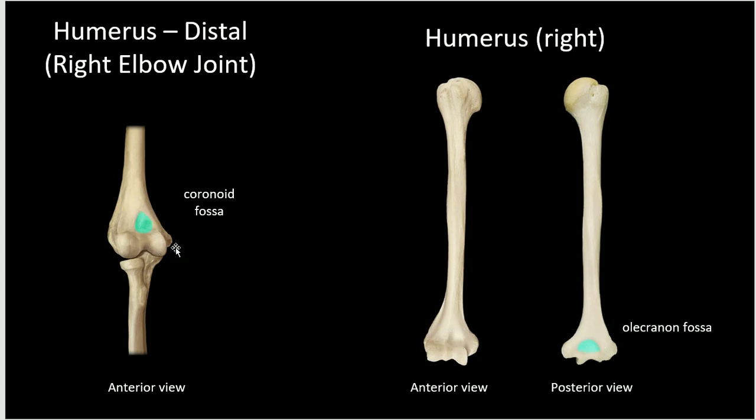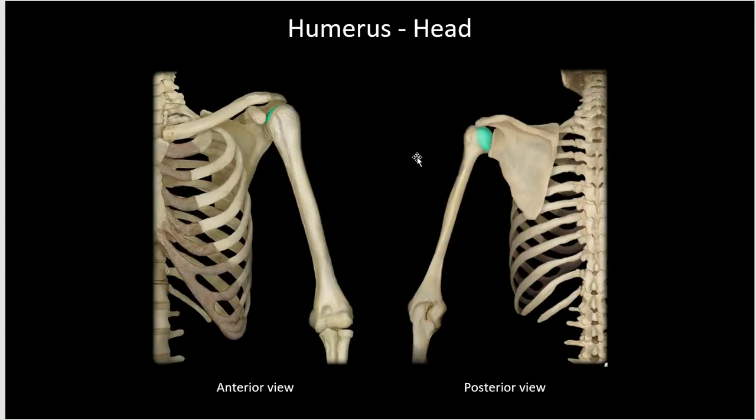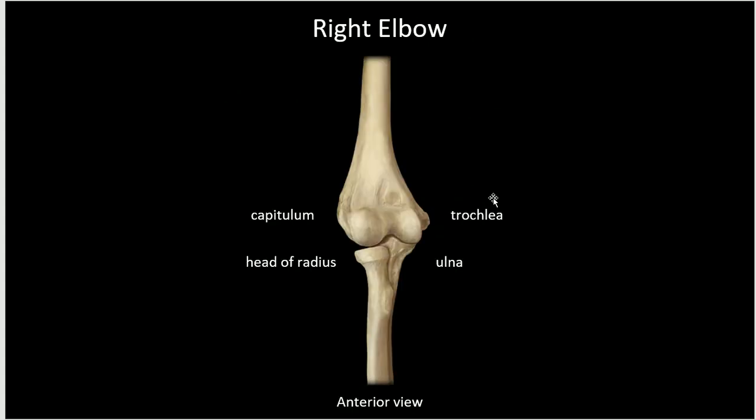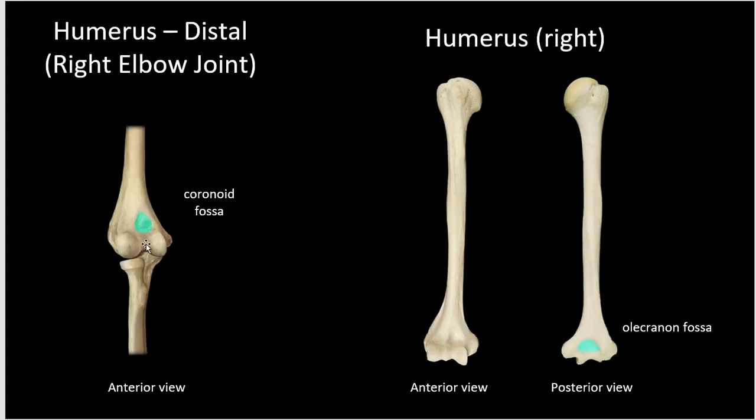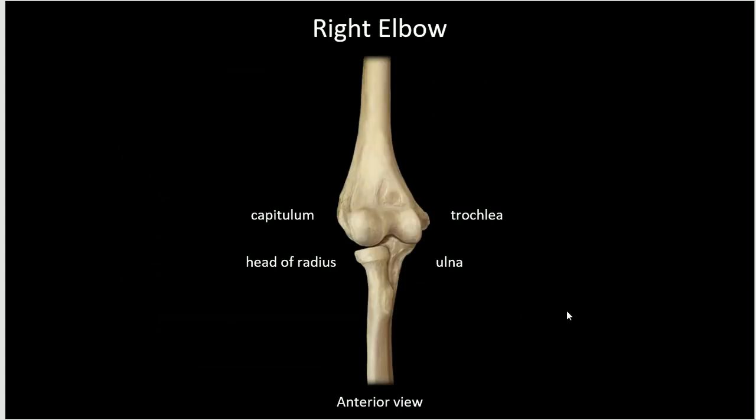Zoomed in, there's the coronoid fossa. So coronoid fossa, anterior, so front, humerus. Olecranon fossa is on the back, posterior. Humerus head goes into that glenoid fossa right there. And that's how the ulna fits in, which is the same here.